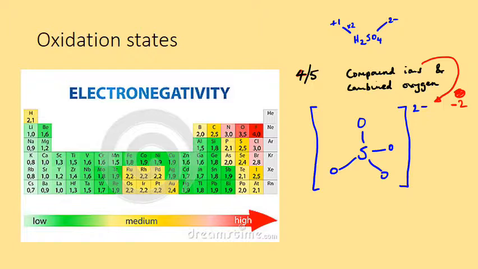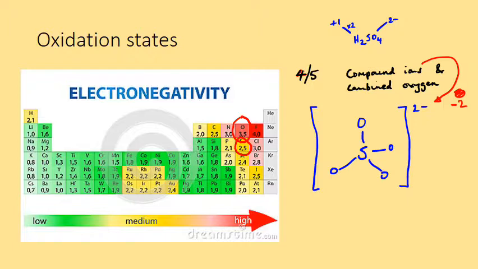But within that molecule, we've got sulfur and we've got oxygen. So what we're going to have to do is refer again to our electronegativity table, and we can find oxygen and we can find sulfur. So oxygen is electronegativity of 3.5 and sulfur is electronegativity of 2.5. So oxygen clearly is more electronegative than sulfur. So oxygen is going to be our negative number, and sulfur is going to be our positive number.